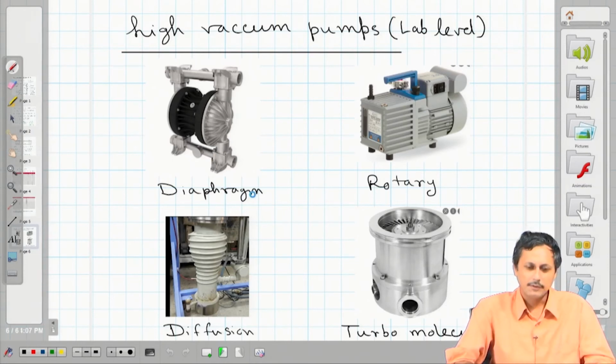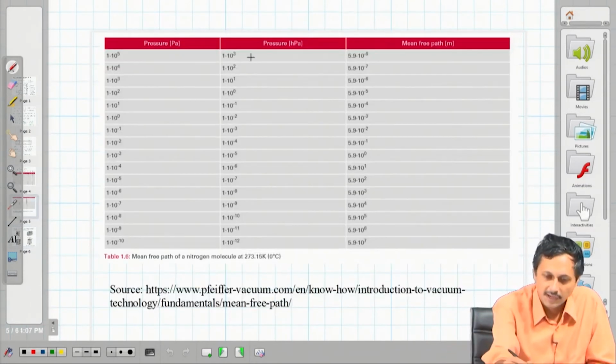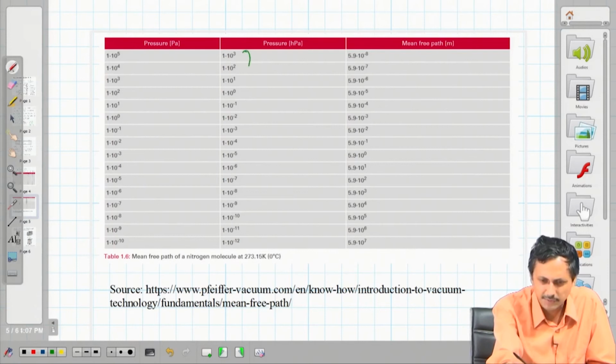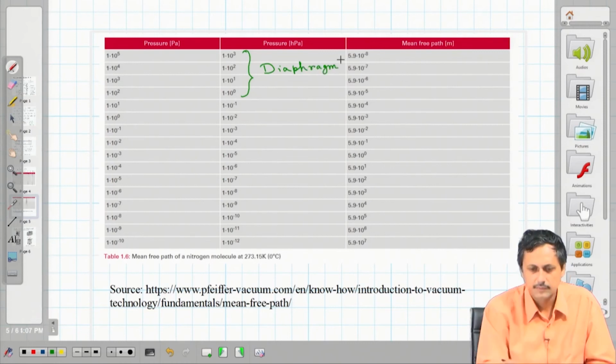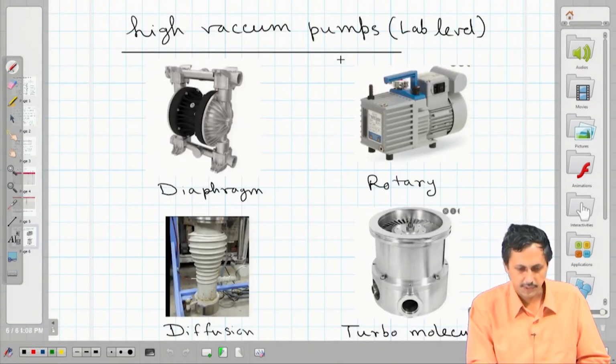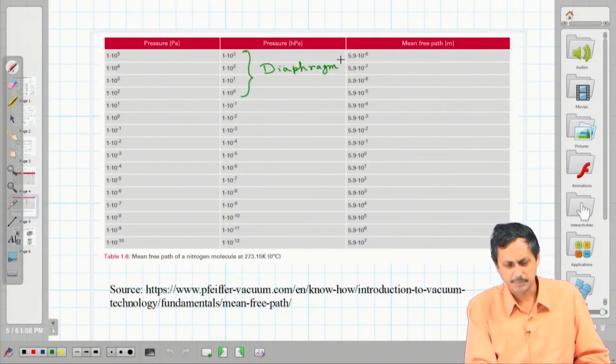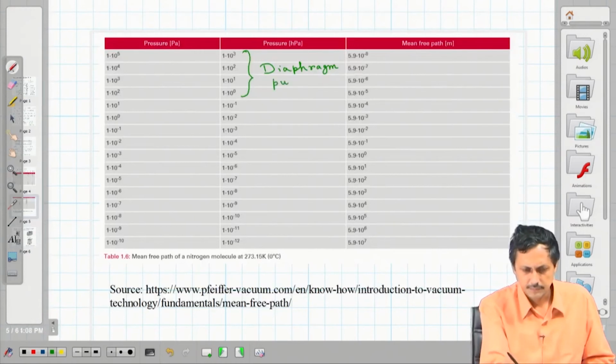What do I mean by mild vacuum? By mild vacuum, I mean maybe up to this level or slightly less maybe, but typically this is the range of a diaphragm pump. Okay, I hope this is the range of a diaphragm pump.